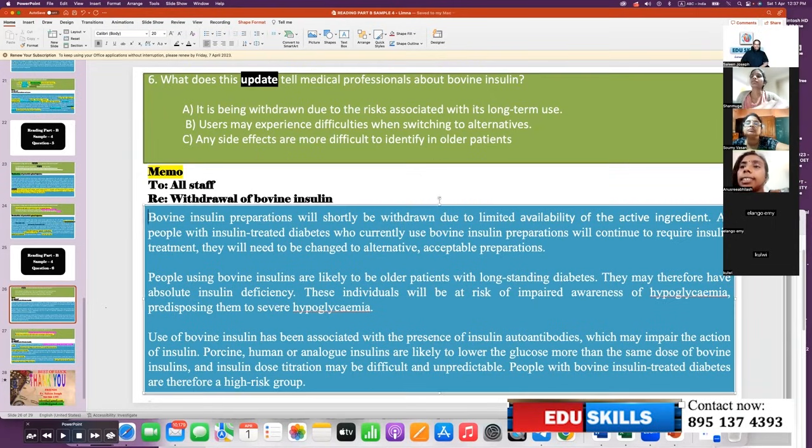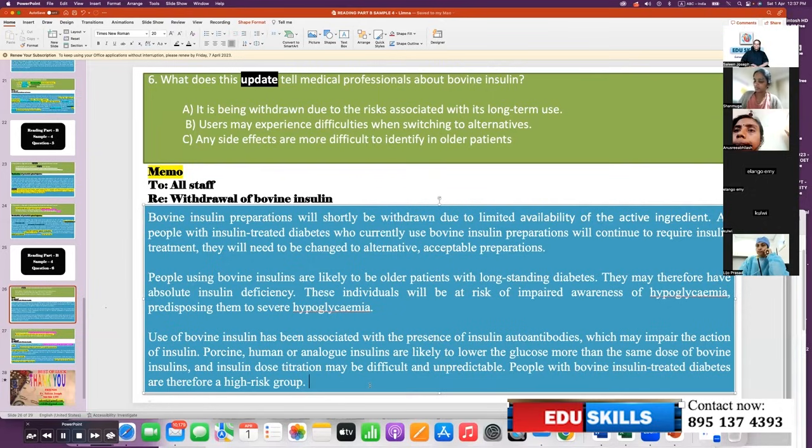Now listen to the text. Bovine insulin preparations will shortly be withdrawn due to limited availability of the active ingredient. As people with insulin-treated diabetes who currently use bovine insulin preparations will continue to require insulin treatment, they will need to be changed to alternative, acceptable preparations. People using bovine insulins are likely to be older patients with long-standing diabetes. They may therefore have absolute insulin deficiency. These individuals will be at risk of impaired awareness of hypoglycemia, predisposing them to severe hypoglycemia.